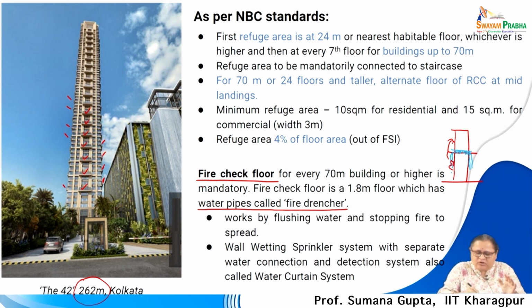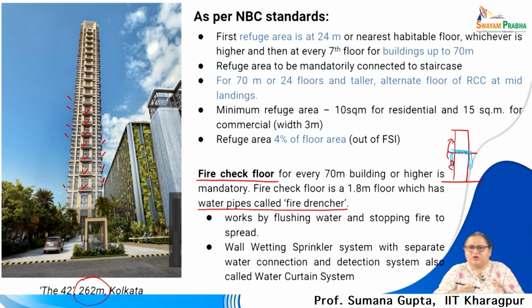So, that is called a fire check floor, where the drenching system, a pipe drenching system, is put in, not allowing the fire to move beyond that level. And then again another level you move up, because it is not a joke having 262 meters. Burj Khalifa, 800 plus meters.